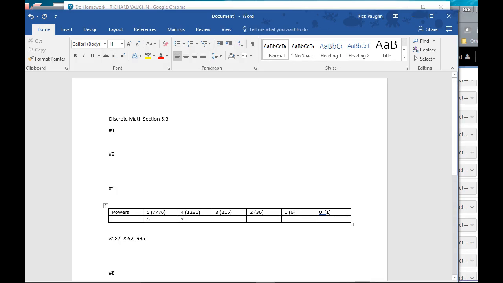So now I'm going to do the same thing, and I'll follow the same process all the way down. So 995, how many 216s can I get out of that? 995 divided by 216 is 4 point something, 4.6. So I can get 4 copies of 6 to the 3rd out of the 995. And now I'll take 4 times 216 to see how much I've accounted for so far. 216 times 4 is 864. And if I take 995 minus 864, I get 131.